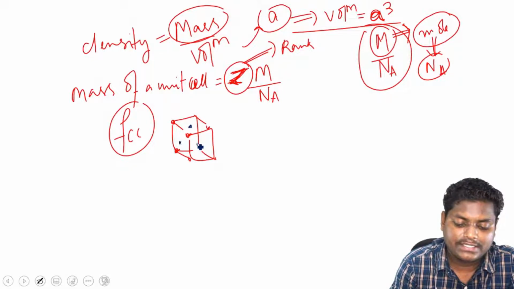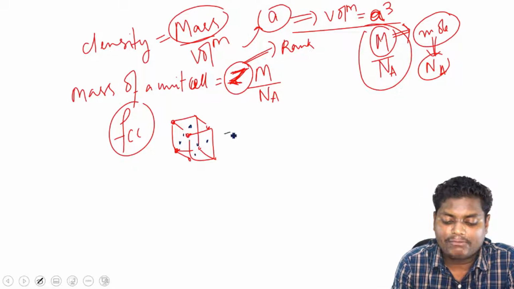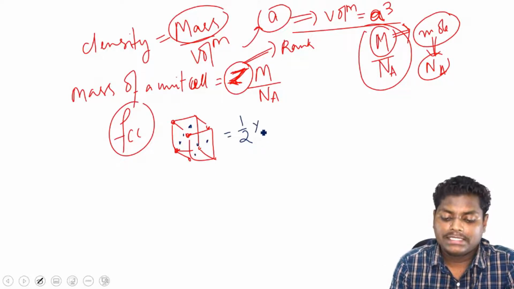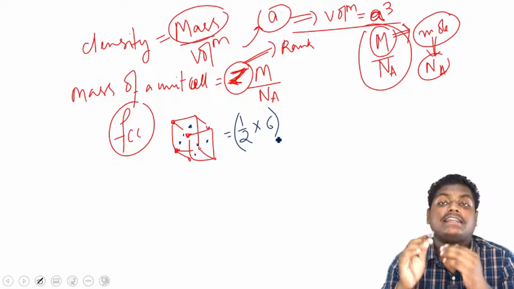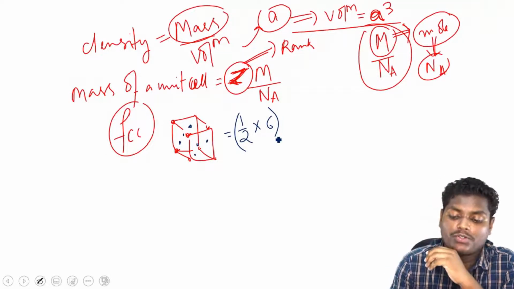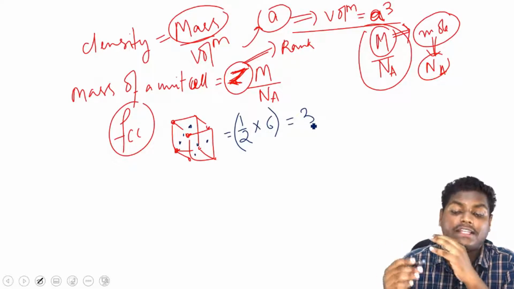Each face they will be present. So there are 6 faces, and for each face the contribution is 1 upon 2. So since 6 faces are there, the total contribution from the faces is 3. So we'll be having 3 atoms here. The effective number is 3 here.